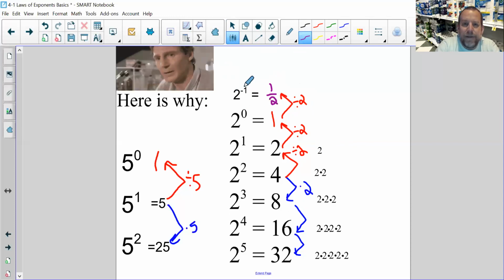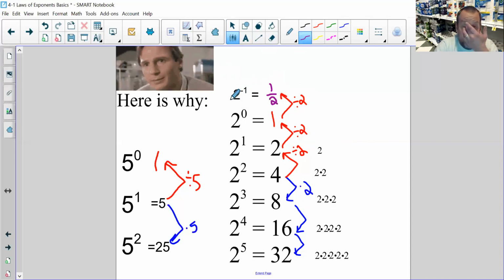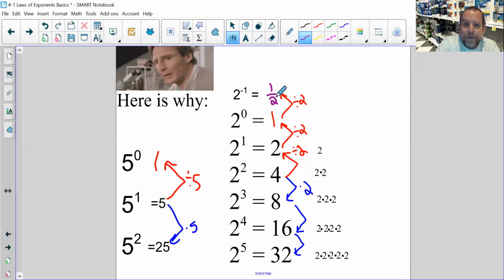And so look at that. Where was the 2 to the negative first? It was in the numerator. Where did that 2 move? To the denominator. We could write that as 2 to the first right there if we wanted.